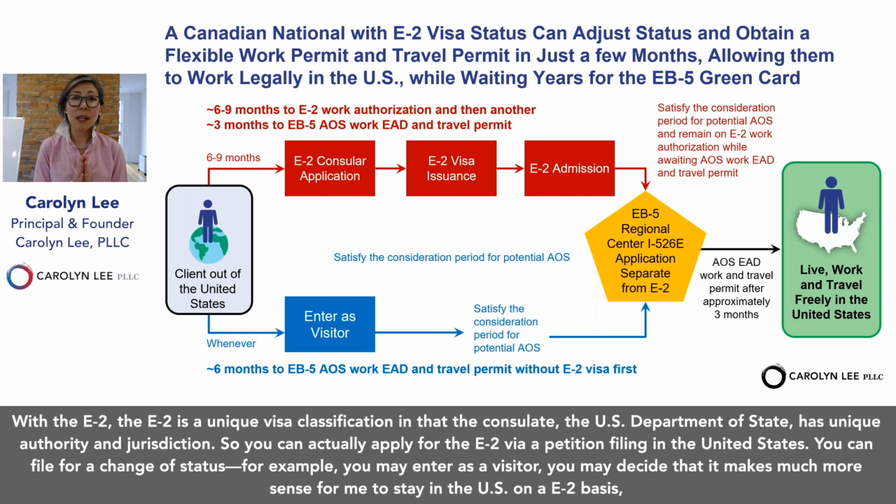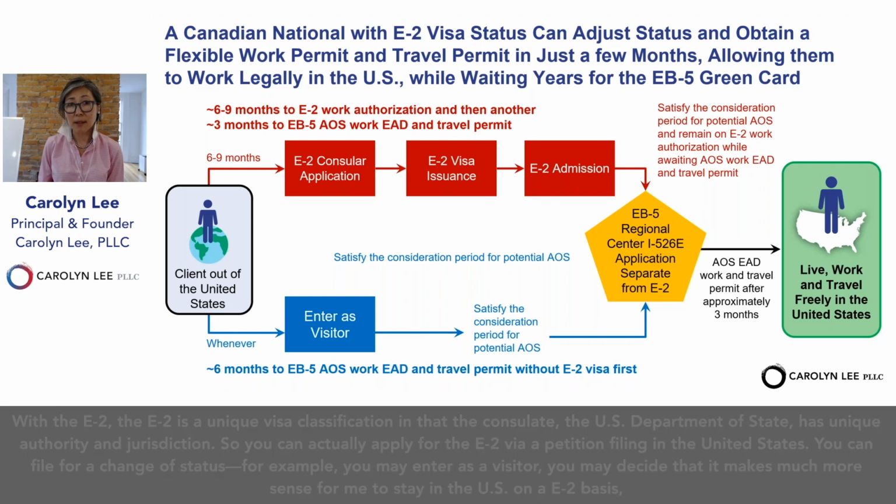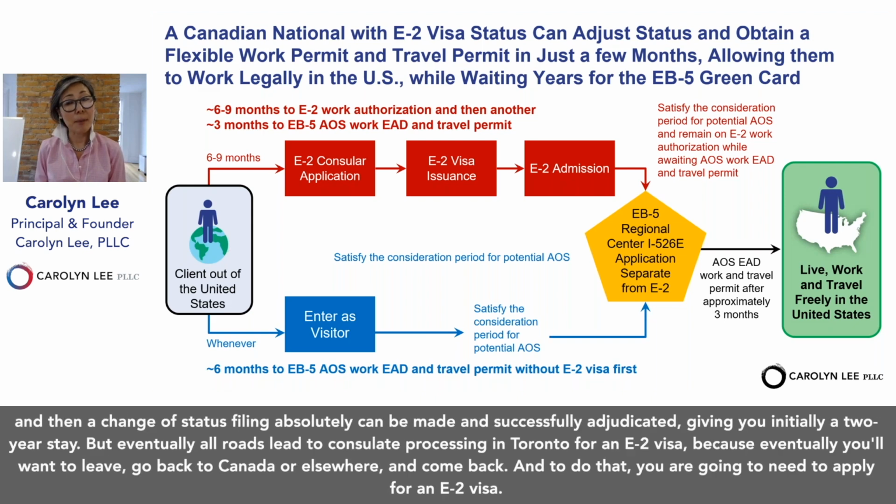The E2 is a unique visa classification in that the consulate, the US Department of State, has unique authority and jurisdiction. So you can actually apply for the E2 via a petition filing in the United States. You can file for a change of status. For example, you may enter as a visitor. You may decide that it makes much more sense to stay in the US on an E2 basis, and then a change of status filing absolutely can be made and successfully adjudicated, giving you initially a 2-year stay.